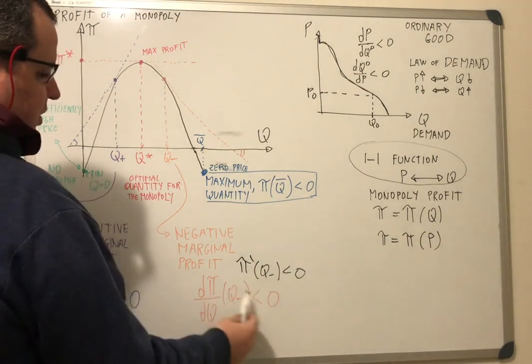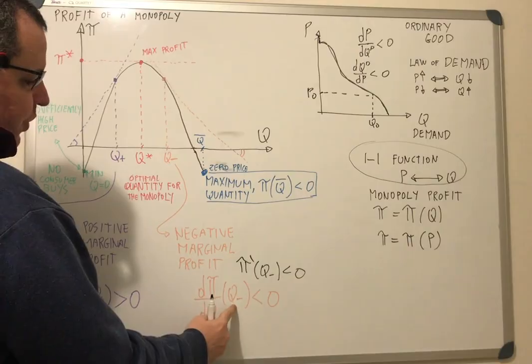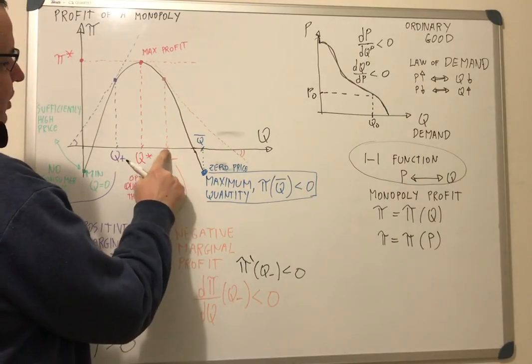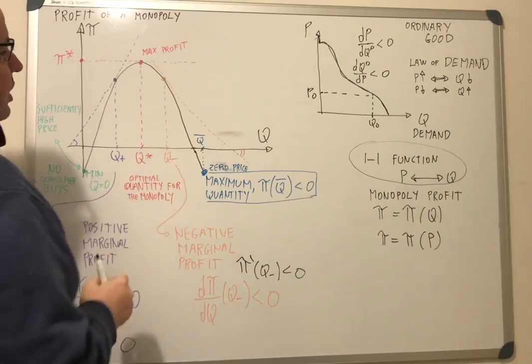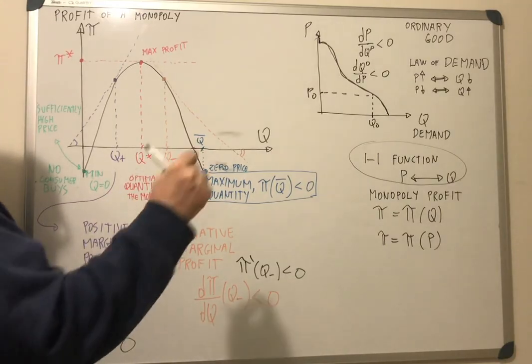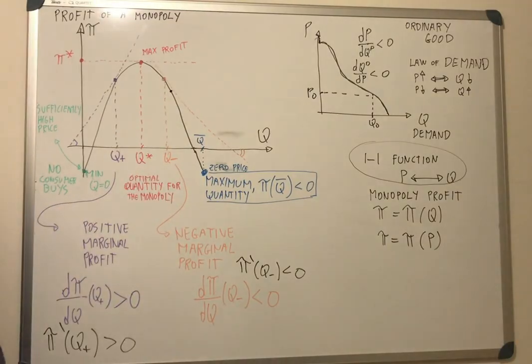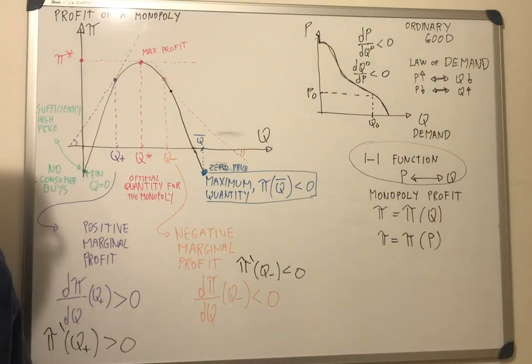Okay? So this here says, if you are already choosing this quantity, and you increase your quantity a little bit, your profit goes down. You move from here to a point here. Okay? So your total profit goes down. It's not a very clever idea.